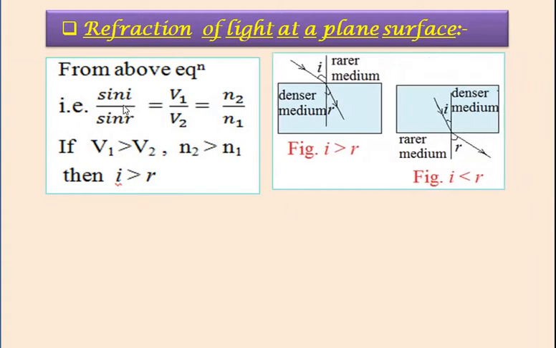From our equation, we can write sin I upon sin R is equal to V1 upon V2, which is equal to N2 divided by N1. If V1 is greater than V2, N2 is greater than N1, then angle I is greater than angle R, meaning angle of incidence is greater than the angle of refraction. Here we have drawn two diagrams, for when a ray travels from rarer medium to denser medium. What happens? See the diagram.